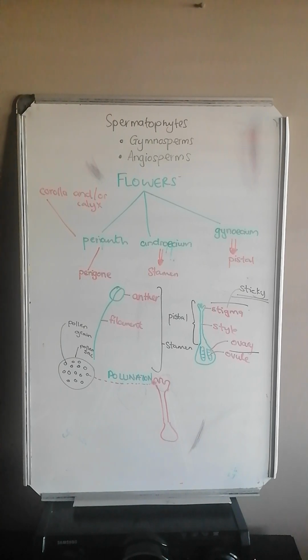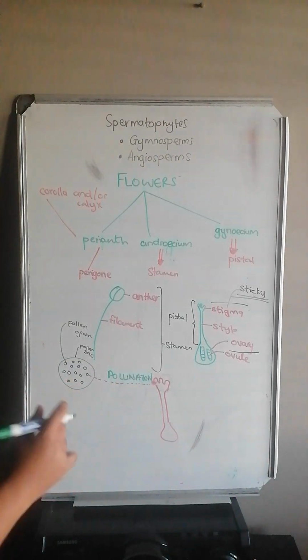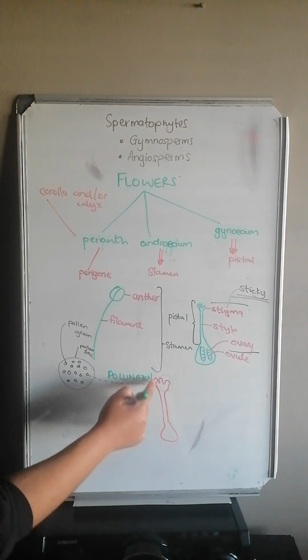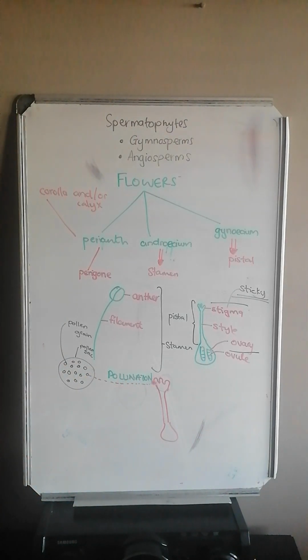What happens now is a similar process happens. I'm not going to draw it. If you just look at the drawing there, I'm just going to draw it more simply. It's going to land there. That pollen grain is now going to germinate and develop a pollen tube with two male gametophytes.